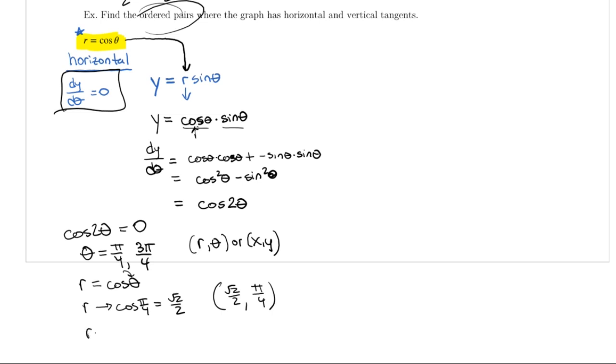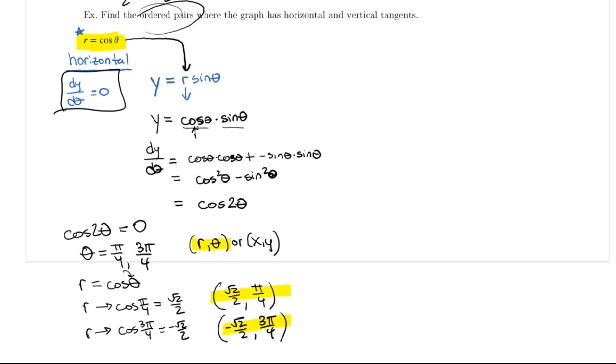And then if we're plugging in 3 pi over 4, cosine of 3 pi over 4 is equal to negative root 2 over 2. So we're going to have negative root 2 over 2, comma 3 pi over 4. I'll sketch this in a little bit to see what those points look like. But for now, let's leave those points right there.